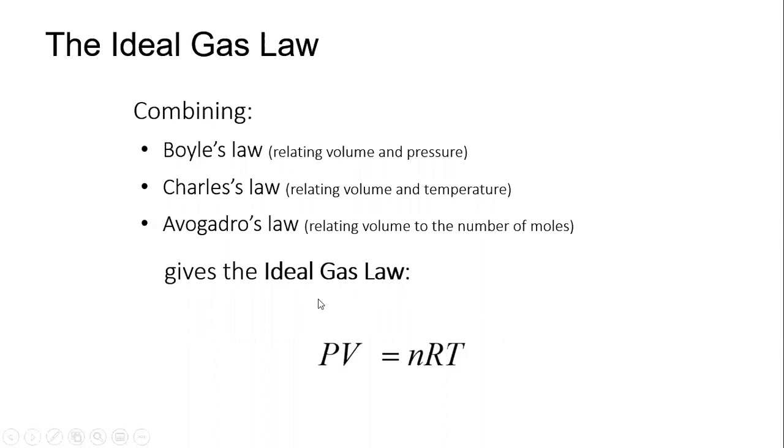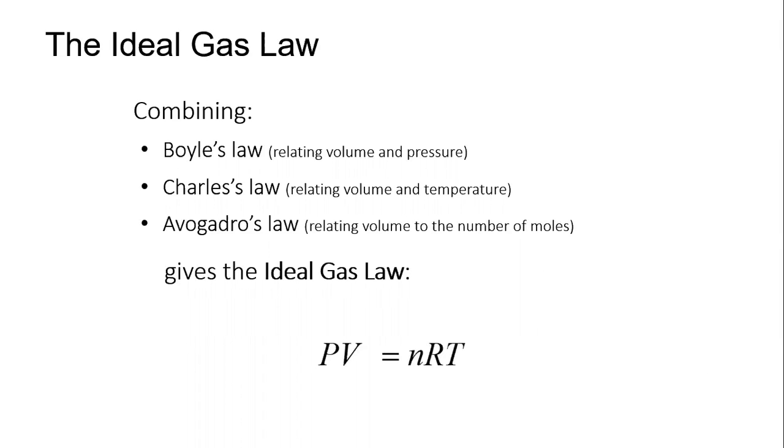So when we use the ideal gas law, we're not changing properties. We're saying if we have this volume, temperature, and moles, what's the pressure of this gas? Or if we have this pressure, moles, and temperature, what's the volume of this gas? So when we use the ideal gas law, no property is changing. We're given 3 of the properties and asked to calculate the 4th property.